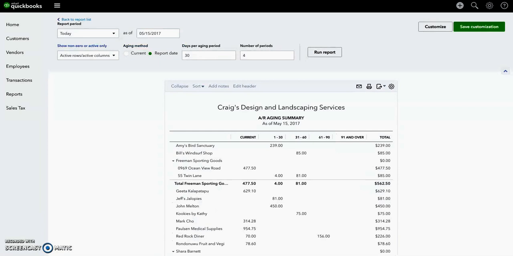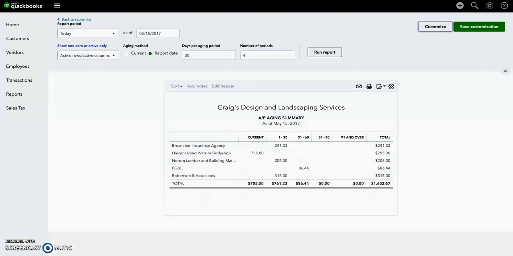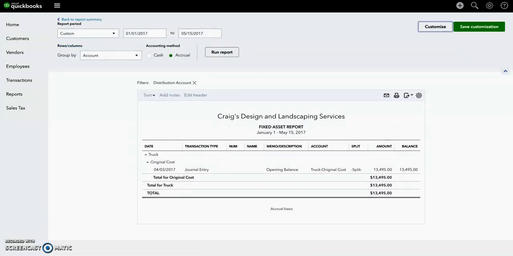Next, we review your accounts receivable aging report to get a sense of your customers and when their receivables are due. Following that, we look at your accounts payable aging summary report to get a better sense of your vendors and when your payables are due. Following that, we look at your fixed assets, such as depreciable items like equipment, vehicles, and real estate, to see what is currently being depreciated.